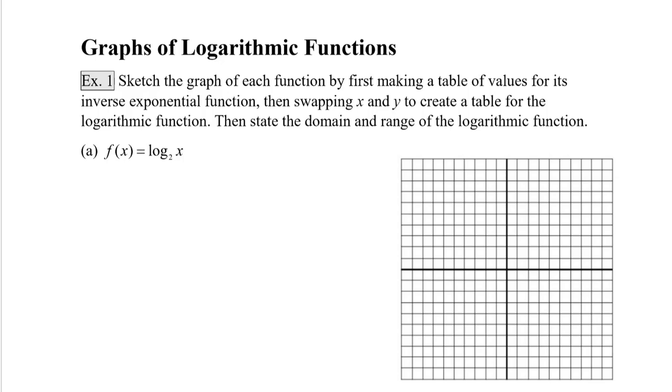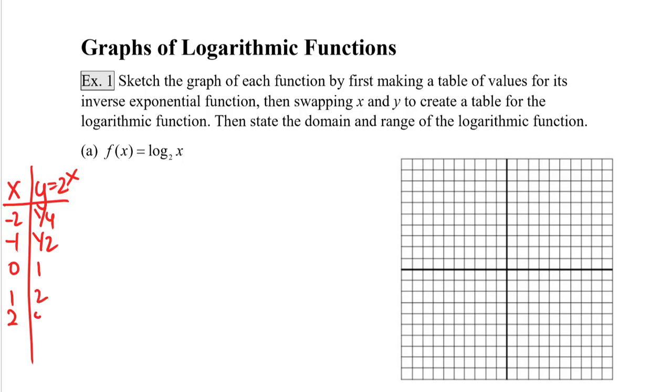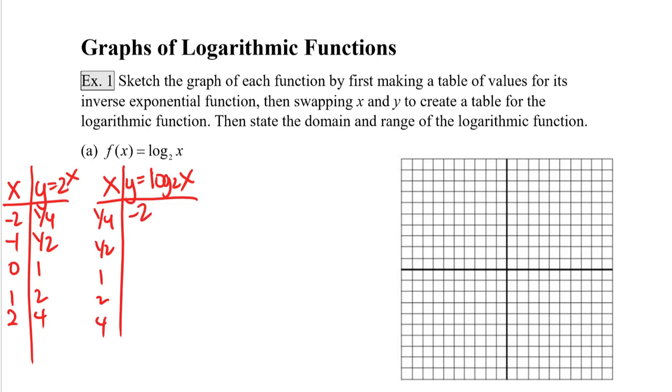So for part A, f of x equals log base 2 of x, we're going to first make a table of values for 2 to the x. And we'll plug in -2, -1, 0, 1, and 2. This gives us 1/4, 1/2, 1, 2, and 4. Now we're not going to bother to plot these points. We're just going to swap the x's and the y's so that now we will have a table of values for log base 2 of x. So we'll have 1/4, 1/2, 1, 2, and 4, -2, -1, 0, 1, and 2.